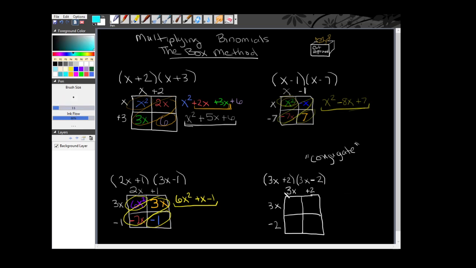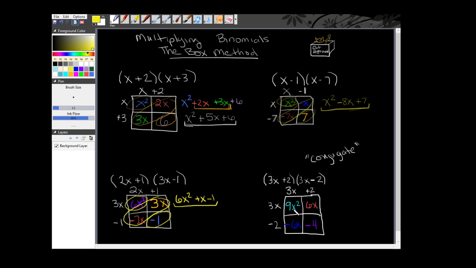So here I've written them across the top and across the side of my box. So now when I go to multiply, I have 3x times 3x. That gives me 9x squared. I have a 3x times 2, which is 6x. I have negative 2 times 3x, which is a negative 6x. And then lastly, a negative 2 times a positive 2, which is negative 4.